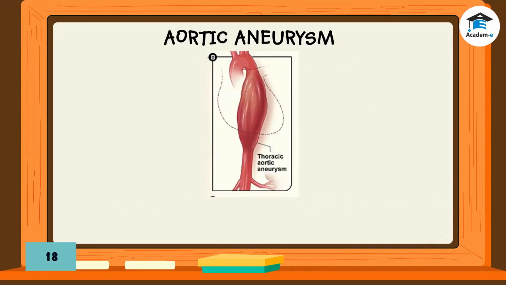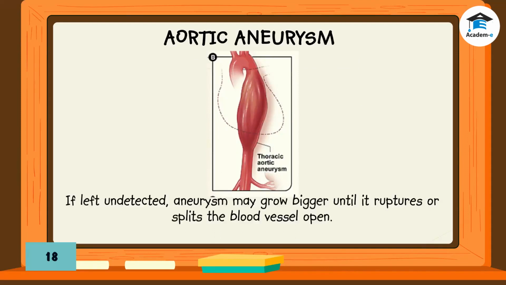Aortic aneurysm is the swelling or bulging of the aorta. If left undetected, aneurysm may grow bigger until it ruptures or splits the blood vessel open.